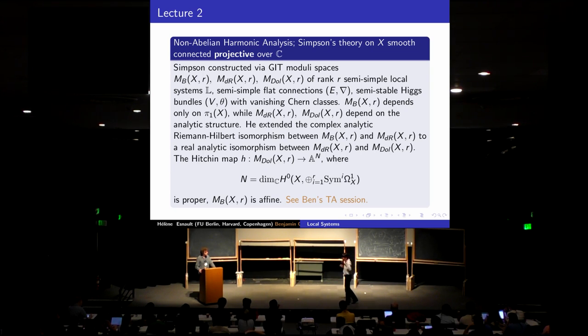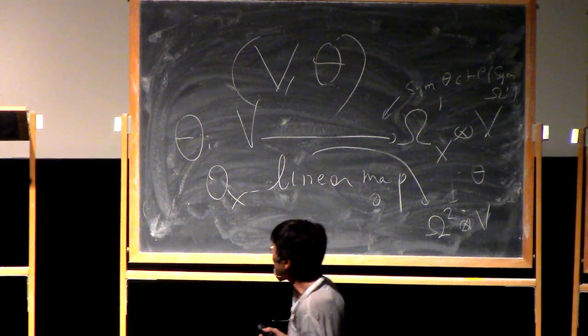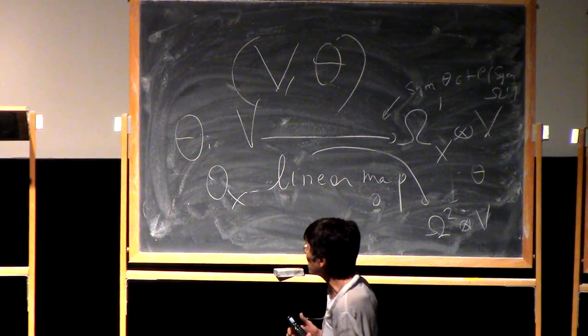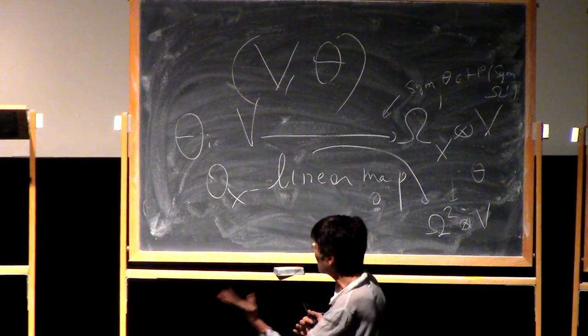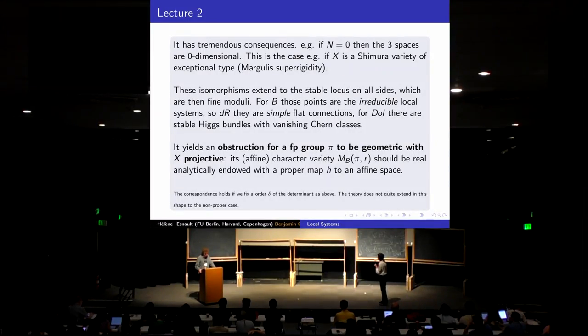And the last piece of information here, which is related to the topology, is that if I look at the complex points of this Dolbeault moduli space and I compare it to the complex points of either the Betti moduli space or the de Rham moduli space, then they are isomorphic also, but only as real analytic varieties. So Ben is going to say something about this. So this has already tremendous consequences.